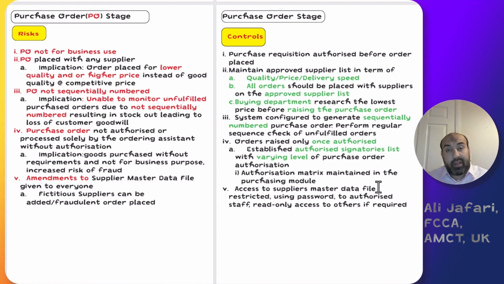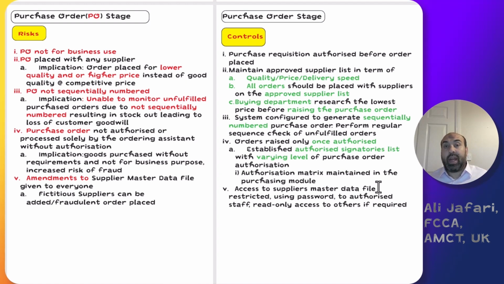You will recommend that all systems should be configured in a way that all the purchase orders that are generated should be sequentially numbered, and you will also perform sequence checks regularly to find out if there is any order missing. That was the third control that we have discussed.